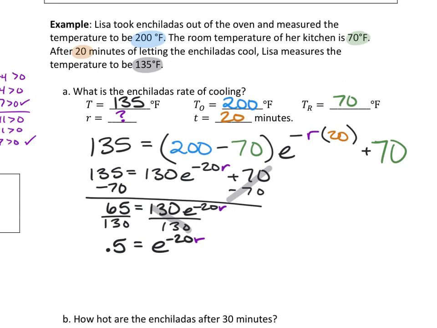We are now at the point where we can log loop because the base and the power is isolated. So when I do the log loop, what is the base that I'm going to use? The base is e, which means yes, I will use the natural log instead of a regular log. So I'm going to put natural log here, and then I'm going to flip these, which means I should be doing the natural log of 0.5 equals negative 20 times r.